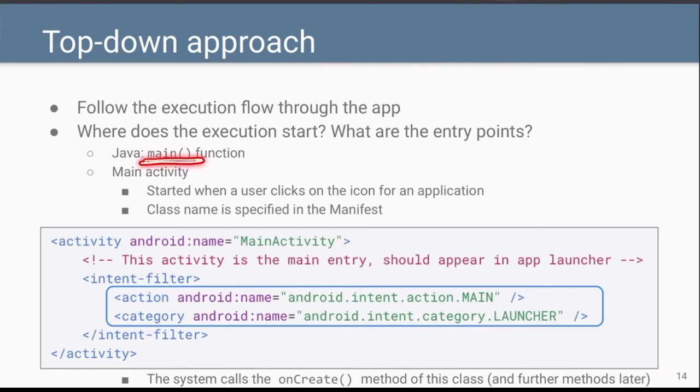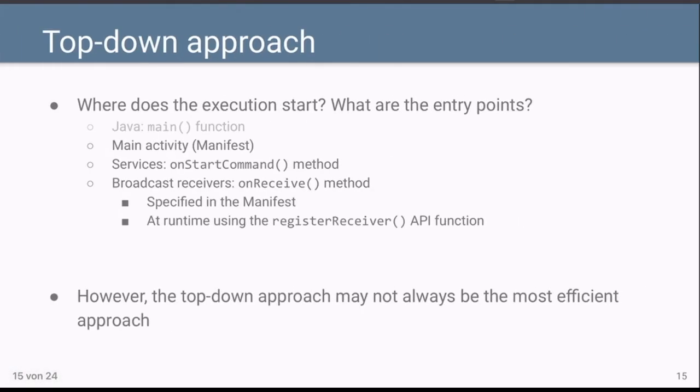So there is no main function in the sense that we know it from Java. To summarize, the top-down approach means you follow the entry points, or you find the entry points. We just looked at the main activity for now, but there are different entry points in the Android world as well, which could be services and broadcasts. And there's another option we'll look at later, but those are the most important entry points that you might want to look at when looking at an Android app. Probably the main activity is the most important though.